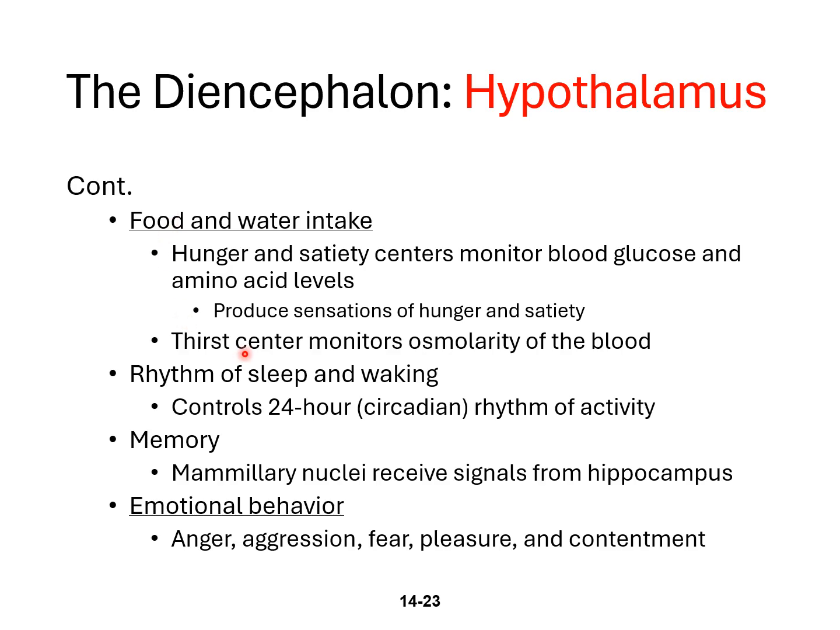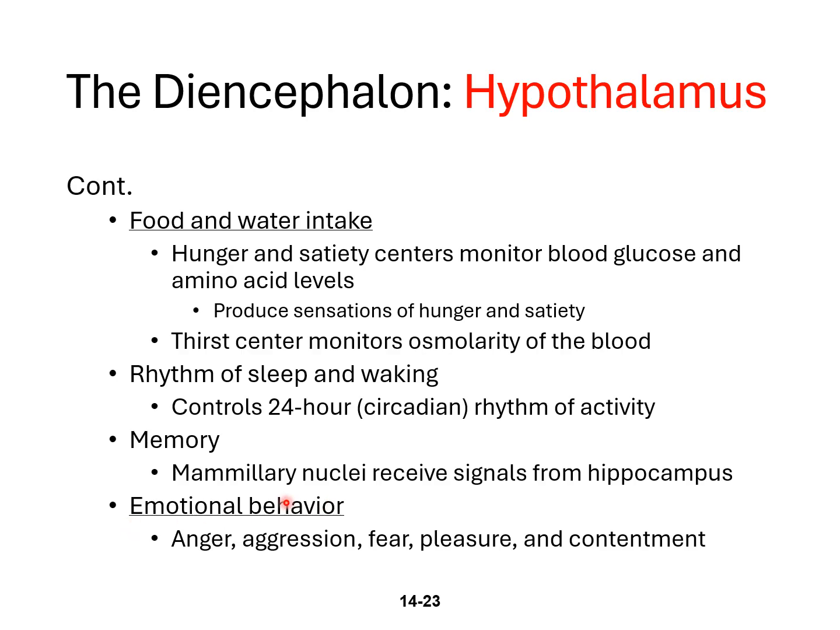It's also going to be involved in the thirst center and monitoring the osmolarity of the blood. If the osmolarity of the blood gets too high, you're going to become thirsty because you want to dilute those ions in the blood. It's also involved in the rhythm of sleep and waking. It's going to control the 24 hours, the circadian rhythm of activity. Also involved in memory, and anything that's really receiving or sending signals to the hypothalamus is now being considered part of memory, because memories that you can think about at this level are going to be in the hypothalamus.